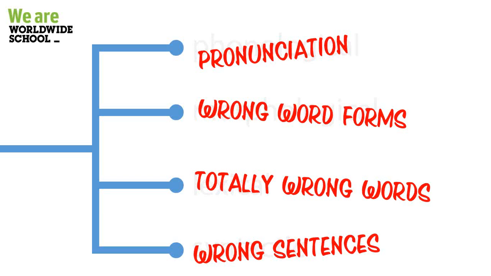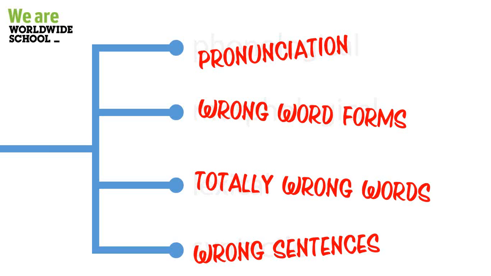Now, lexical errors are about choosing totally wrong words. So basically, the word you go for is totally out of place in a given context, and it doesn't make much sense. And finally, syntactic errors are about the wrong sentence structures. So when the sentence is messed up, you might want to say that this is a syntactic error. Okay, and how about taking a look at some examples of each type of these four errors?